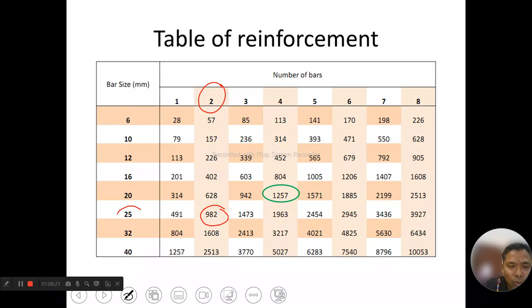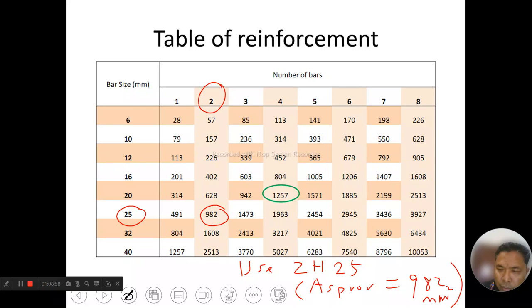So I will use 2 number of bars with high yield grip and diameter of 25. Ini cara dia, eh. Use 2 number of bar dengan steel grade high. High itu maksudnya 500 megapascal lah. 25 diameter. So the area yang provided, AS provided, adalah sebenarnya 982 millimeter square. Yang you provide 982, yang required sebenarnya 901.